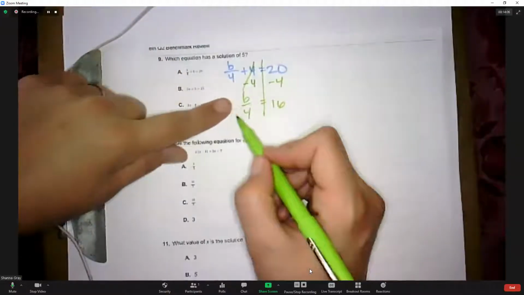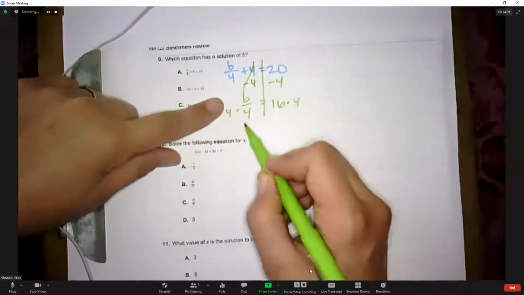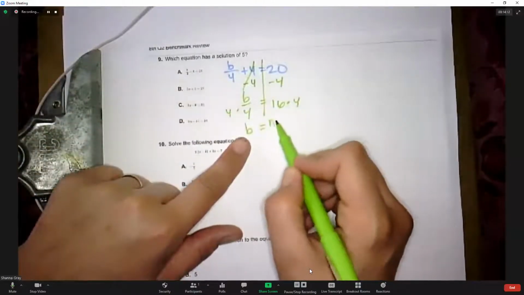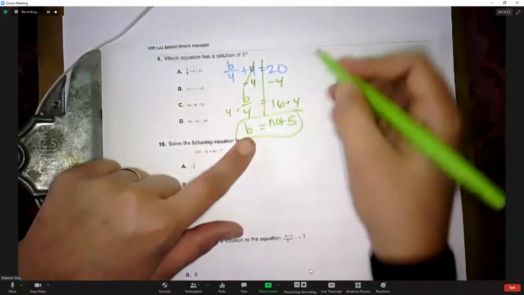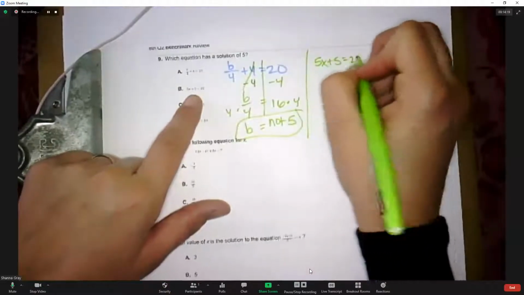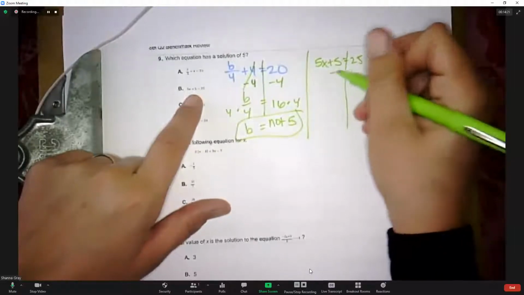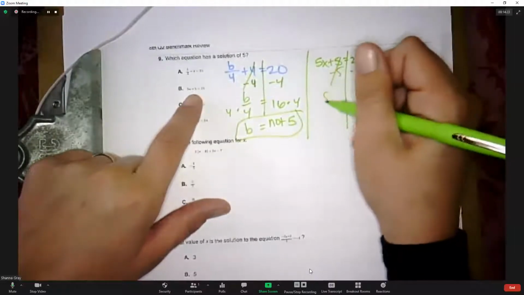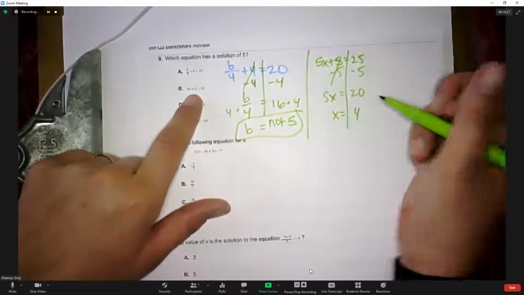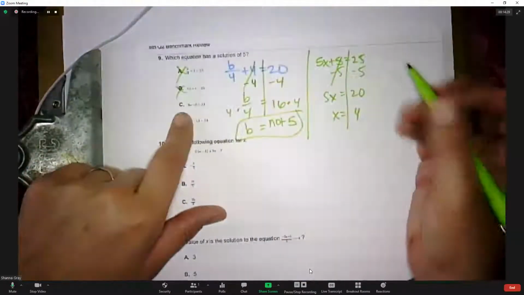So if I multiply both sides by 4, this is definitely not 5, right? So I can just kind of eliminate that. 5x plus 5 equals 25. So if I subtract 5, I get x equals 4. So that's not right. So A and B so far aren't right.